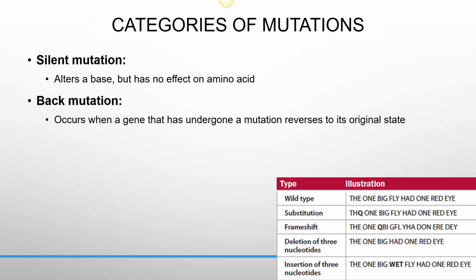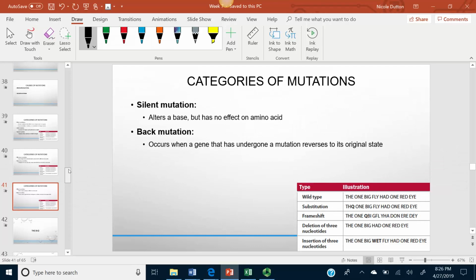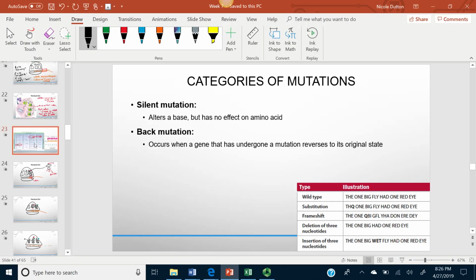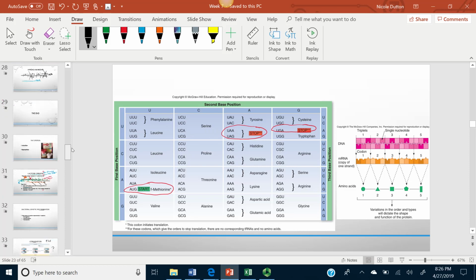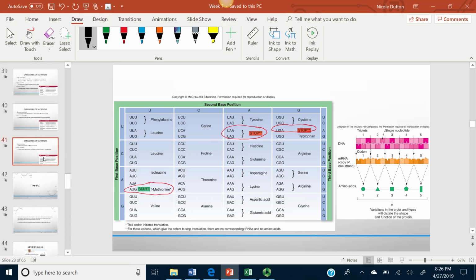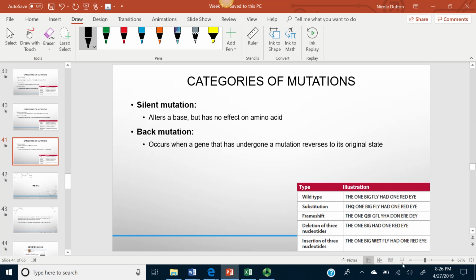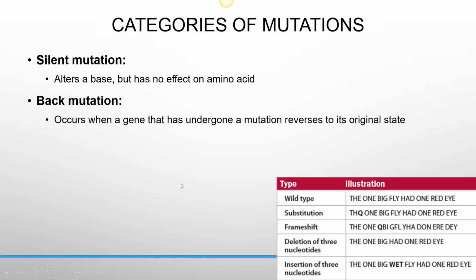A silent mutation alters a base but has no effect on an amino acid. So going back to the code here, that's like this example, UCU. You can change this last U to C, A, or G, and you'd still code for the amino acid serine. And a back mutation occurs when a gene that has undergone a mutation reverses to its original state. So if it goes back to being infectious, for example.